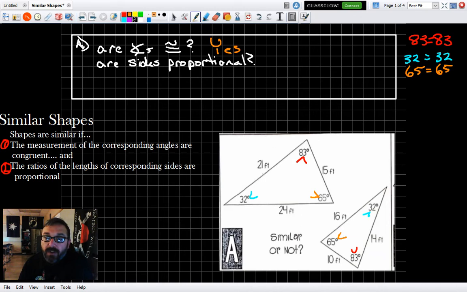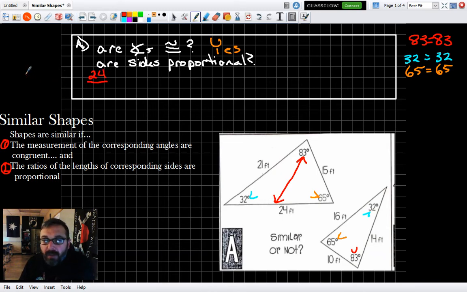So what we're going to do is we are going to again start with our largest angle. To find corresponding sides on a triangle, the easiest way is to use the angles and go to the opposite side. So opposite 83 degrees is 24. I'm going to write the 24 up top.